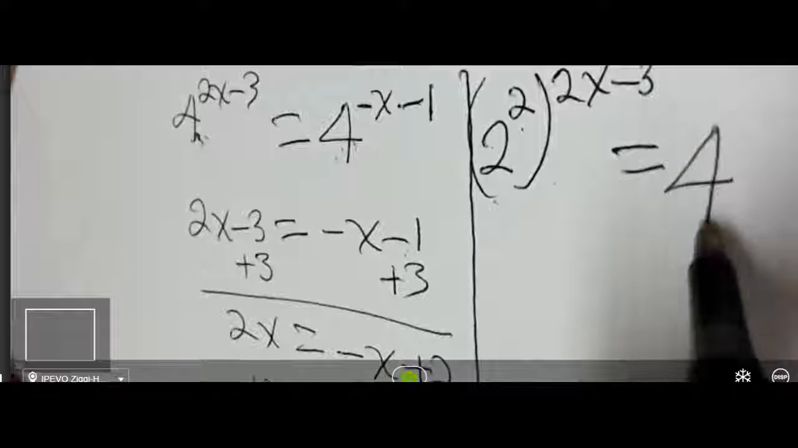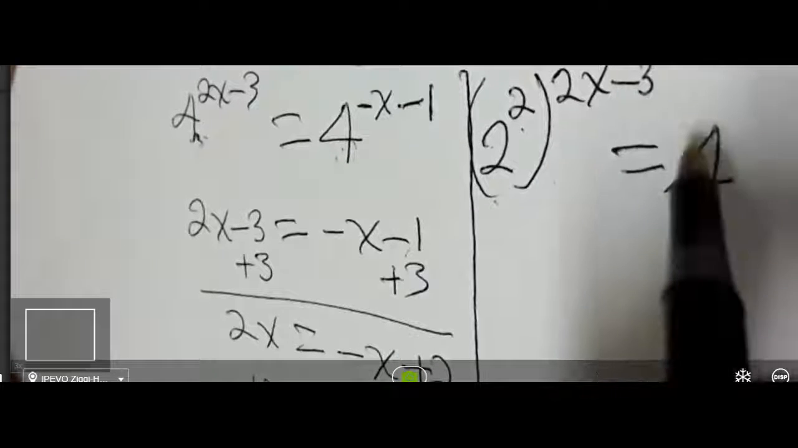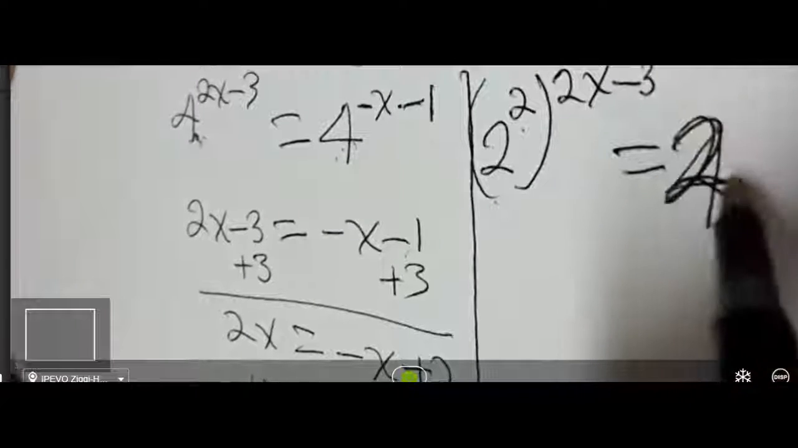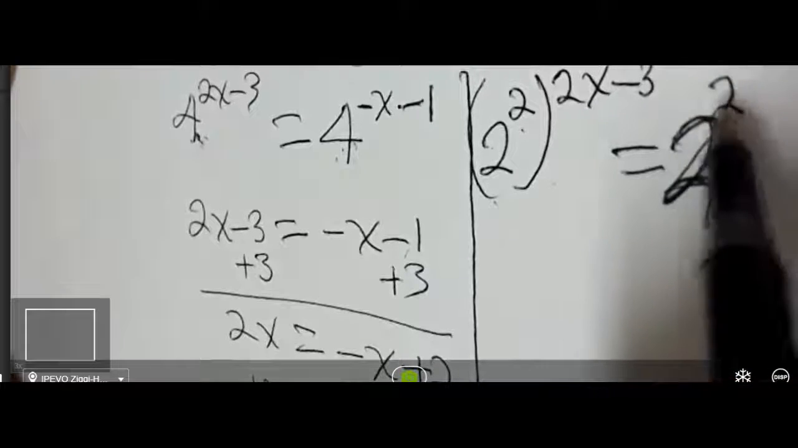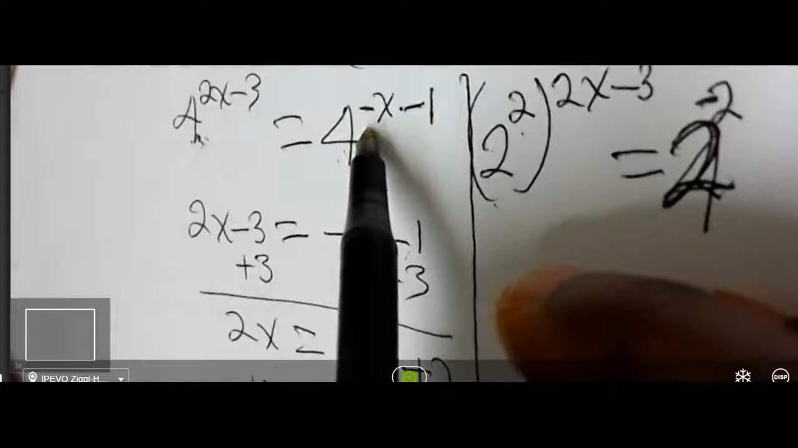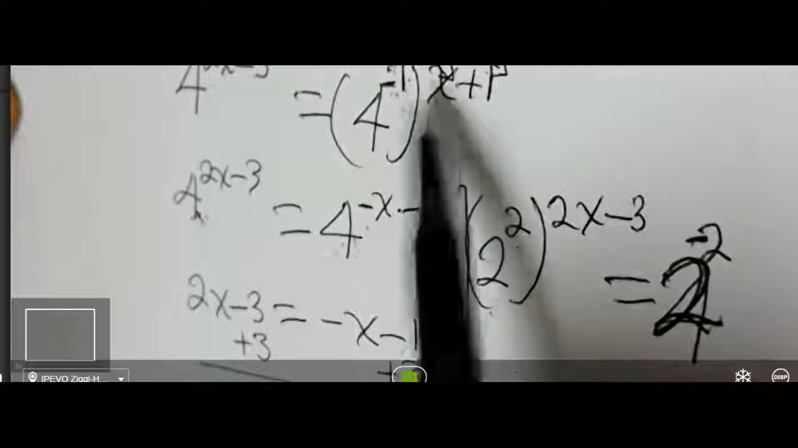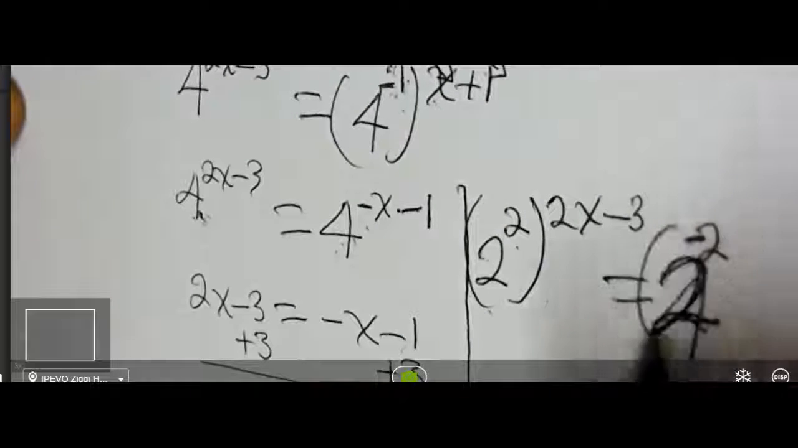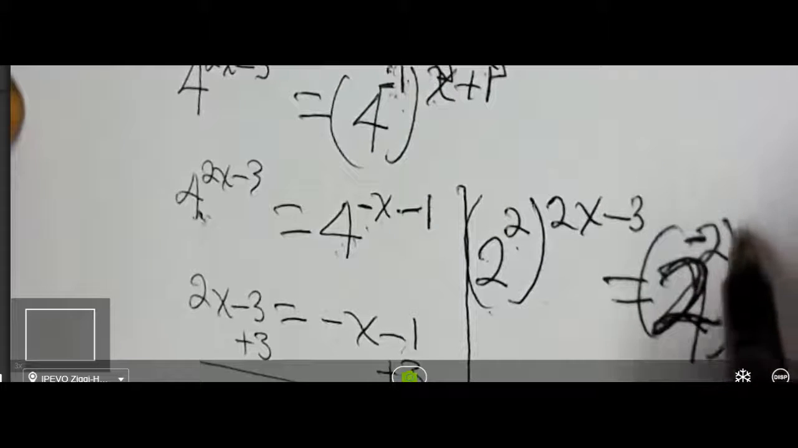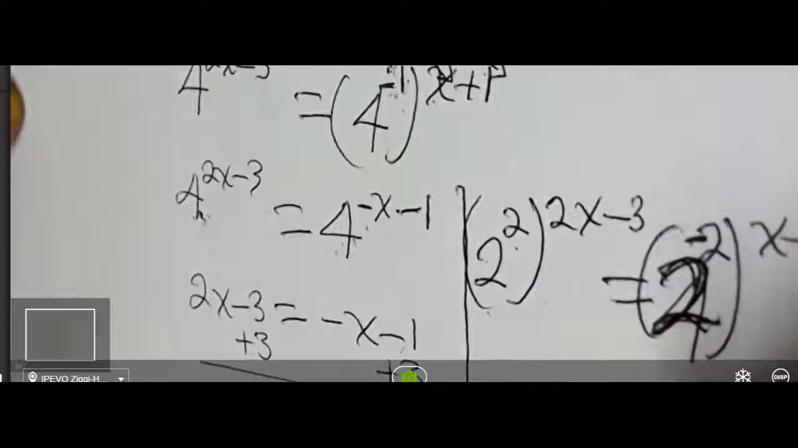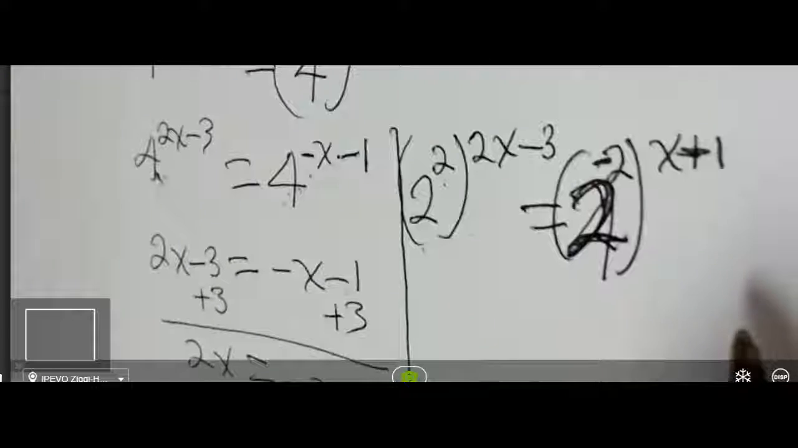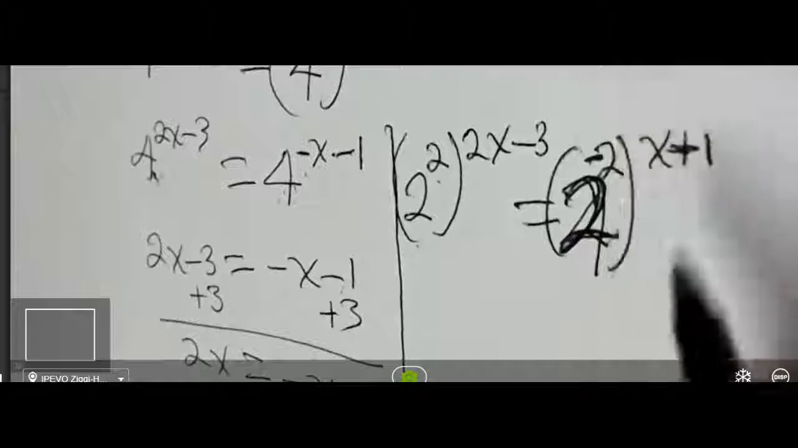So 4 is 2 to the power 2. But then it's going to be negative 2 because this is negative. Hold on, this is going back here. This is negative 1, so it's going to be negative 2. And of course, we still have this x plus 1.